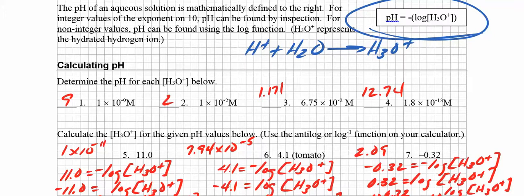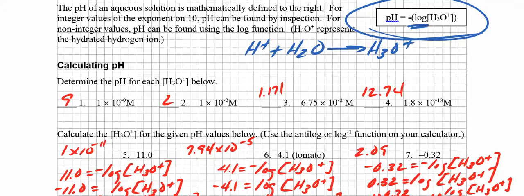So pH then is equal to minus the logarithm of the hydronium ion concentration. It's important to know what logarithm means. Logarithm means power. So we're looking for the power of the hydronium ion concentration. So let's take a look at the first one. It says determine the pH for each H3O+ concentration below.